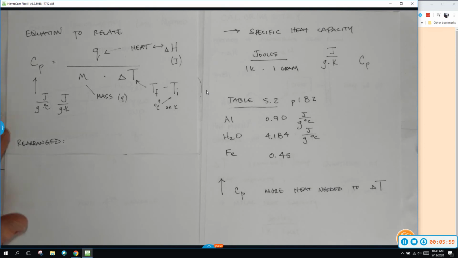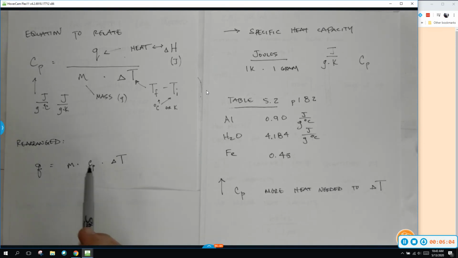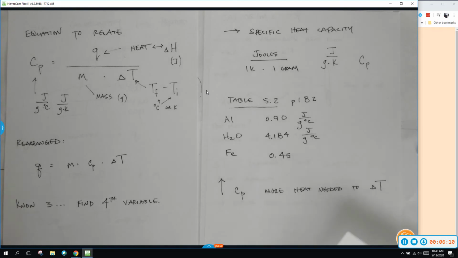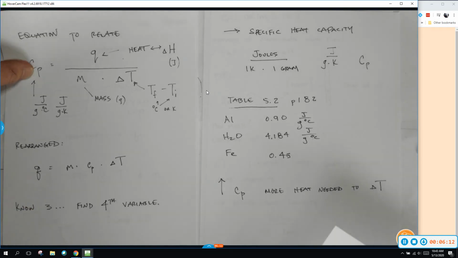We can rearrange this equation to solve for the energy, and so Q, or energy, is equal to MC delta T. MC delta T right here. So if you know three of these variables, you can find the fourth variable.